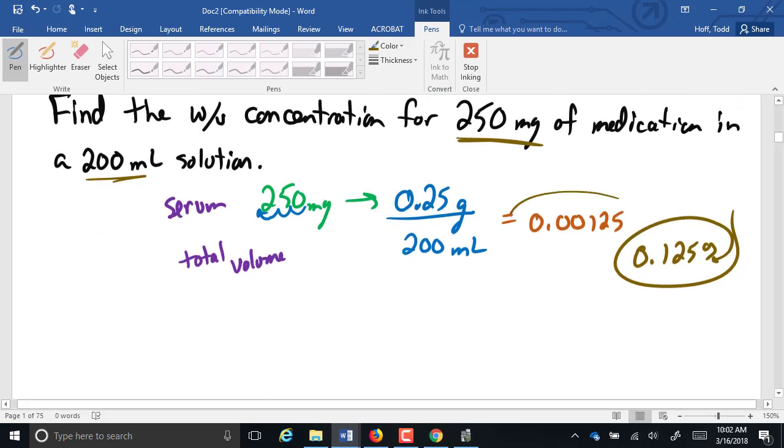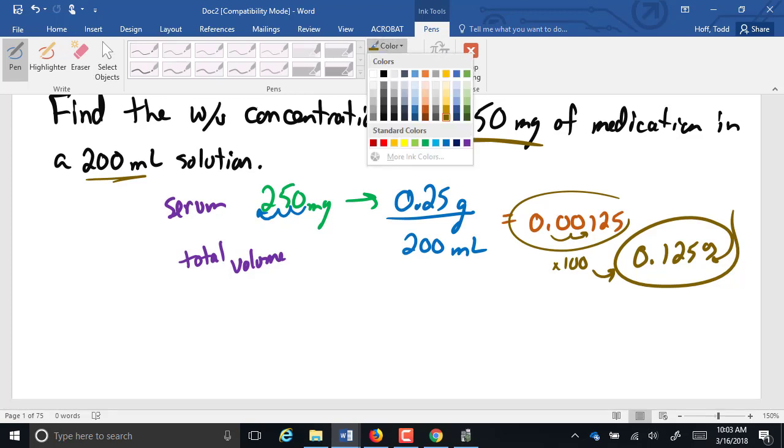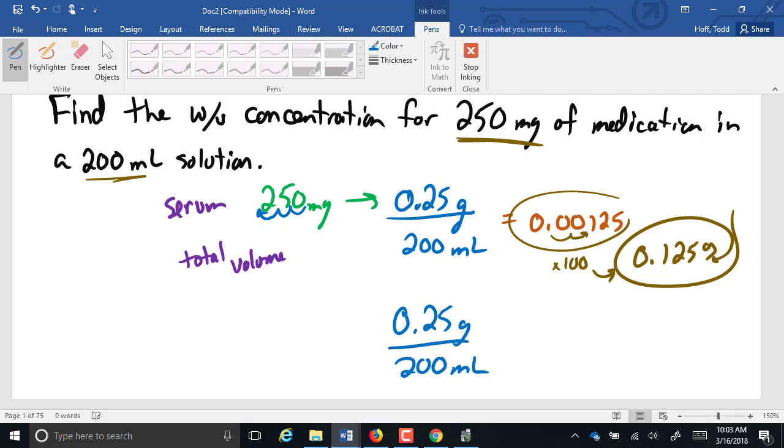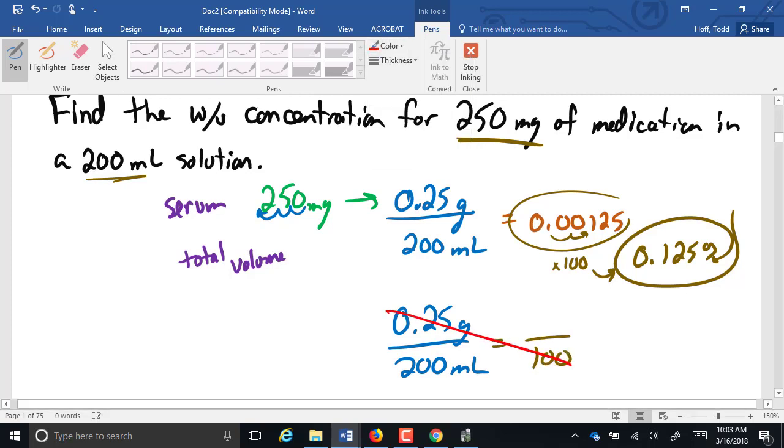You divide this out and you get that. That's a decimal or a rate. You do have to move it over 2 spots or times 100 to make it a percent. The other way you could think about it is like this. 0.25 grams over 200 milliliters. And you have to do that as equals blank over 100. And when you cross multiply and divide, this is 0.125.